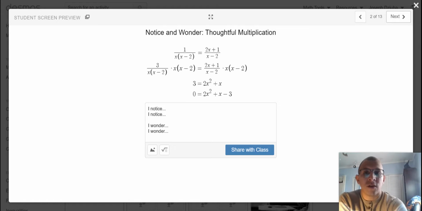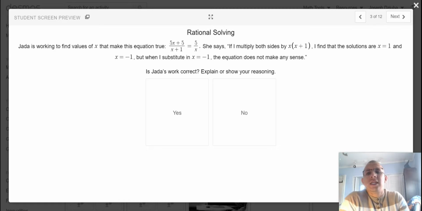So for this particular slide, I challenge you to write down two things that you notice and two things that you wonder about this algebraic solution path. All right, so we have Jada here trying to determine the values of x that makes this equation true. She says that she multiplies both sides by the quantity x times x plus 1. She determines that the solutions are x equals 1 and x equals negative 1. But when she substituted in x equals negative 1, the equation doesn't make any sense.